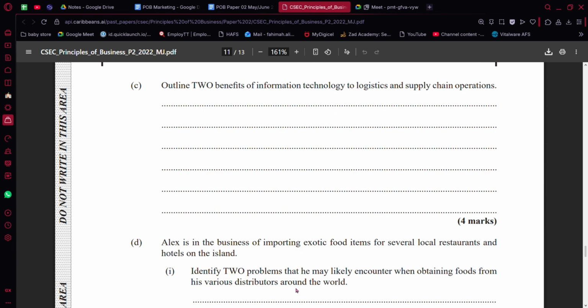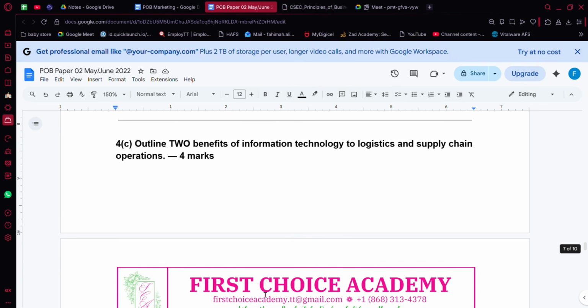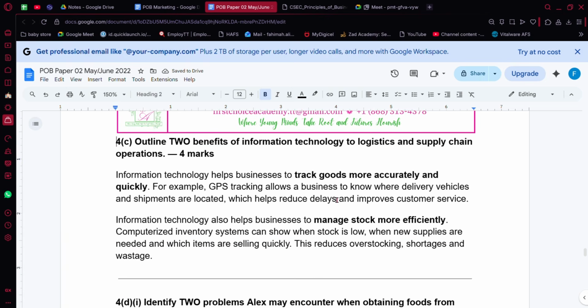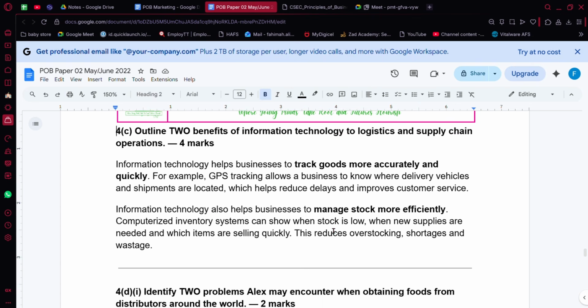Next question. Outline 2 benefits of information technology to logistics and supply chain operations. Information technology helps businesses to track goods more accurately and quickly. For example, GPS tracking allows a business to know where delivery vehicles and shipments are located, which helps reduce delays and improves customer service. Information technology also helps businesses to manage stock more efficiently. Computerized inventory systems can show when stock is low, when new supplies are needed, and which items are selling quickly. This reduces overstocking, shortages, and wastage.